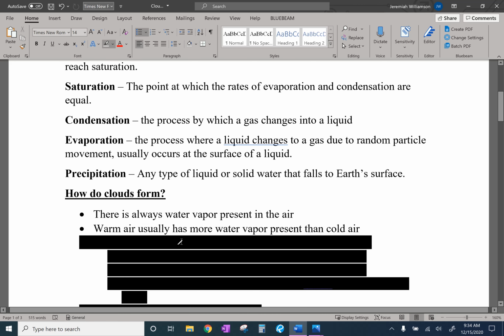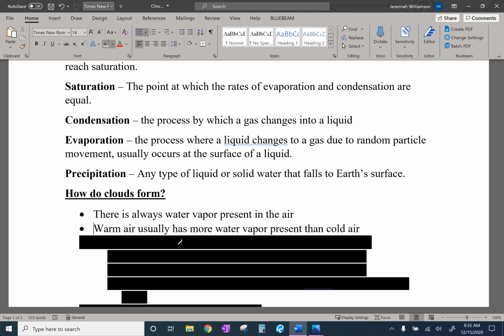Warm air usually has more water vapor present than cold air. You can pretty well count on this. There are very few exceptions that I can think of, but warm air usually, just think of it as it has essentially more room for water vapor to be in the air, so it has more moisture in it. And then cold air, when you take that warm air and you start cooling it down, the water vapor will start to condense and come out of that air.